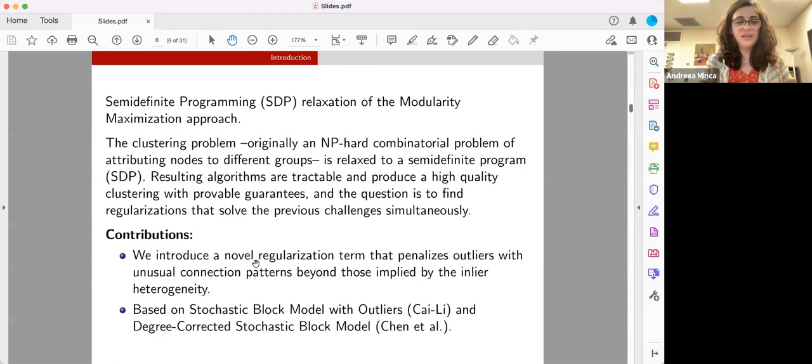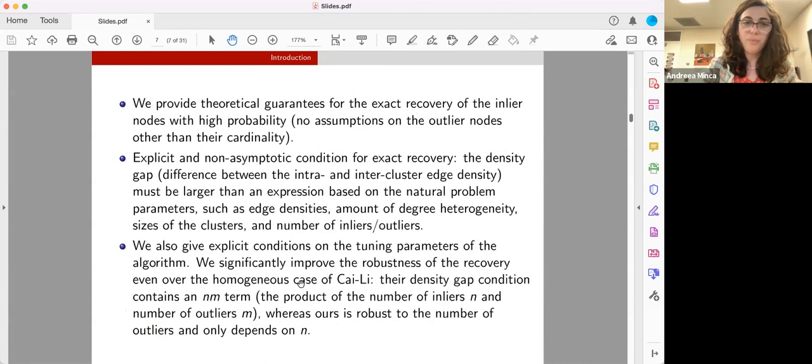This is work that is based on the stochastic block model with outliers and on the degree-corrected stochastic block model by Tsai and Li, and Chen et al., respectively. We provide theoretical guarantees for exact recovery, and we don't make assumptions on the outlier nodes. The only assumption we make is that we know their number, the cardinality of the outlier node set. And we have an explicit non-asymptotic condition for exact recovery.